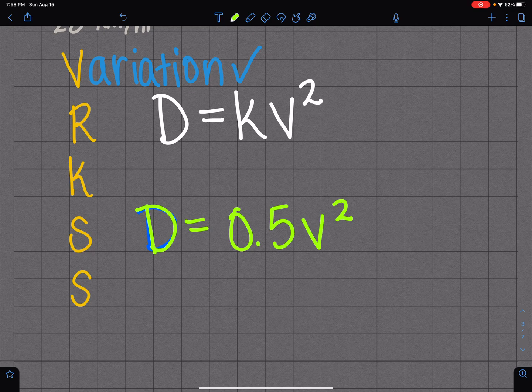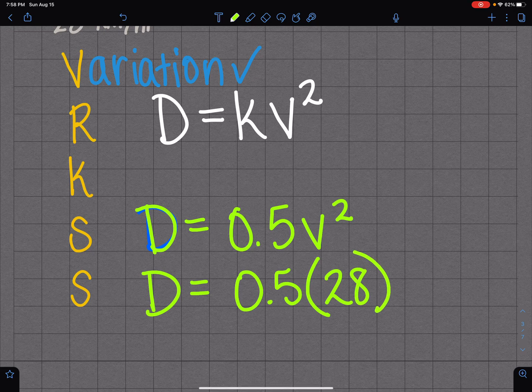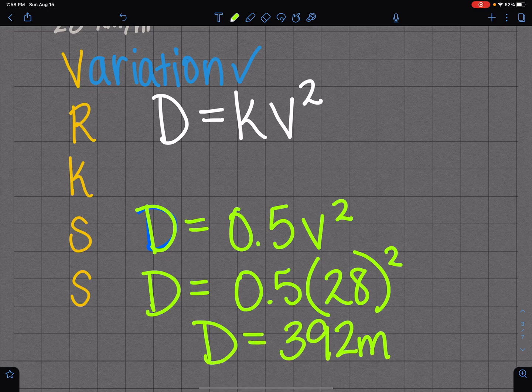They want the new stopping distance. So what is the new stopping distance if your velocity is 28 kilometers per hour? And you have to square that, remember. Do the math, and you will figure out that D is equal to 392 meters. Don't forget your units. And also remember that it's very important that you keep your units consistent. So if they give you kilometers per hour and they want to know what the new speed is, the answer is going to be in kilometers per hour if you kept your units consistent, okay?